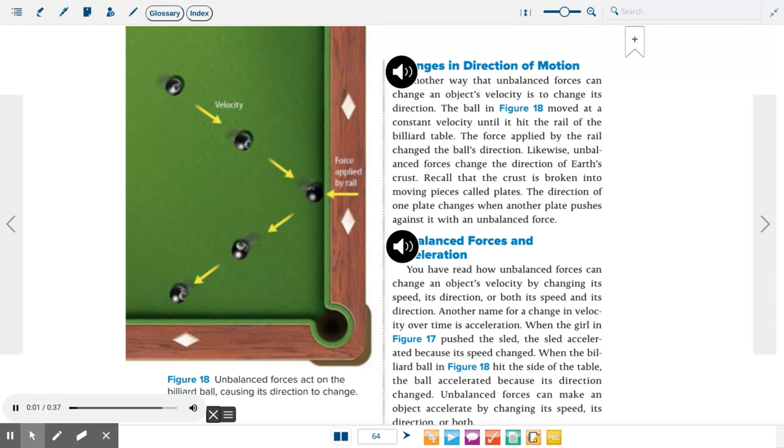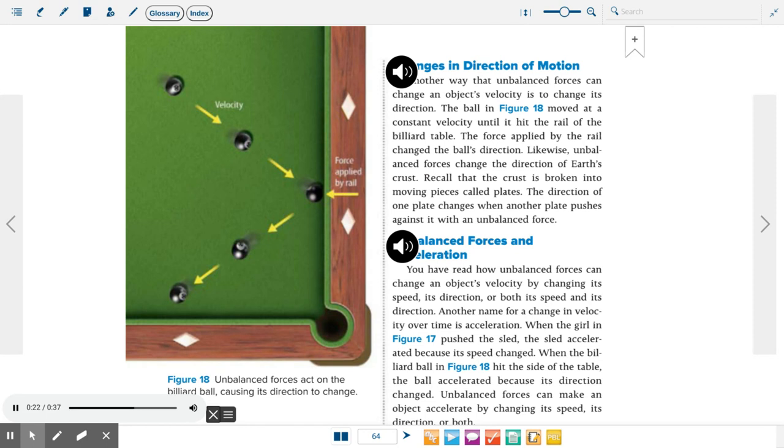Changes in direction of motion. Another way that unbalanced forces can change an object's velocity is to change its direction. The ball in figure 18 moved at a constant velocity until it hit the rail of the billiard table. The force applied by the rail changed the ball's direction.